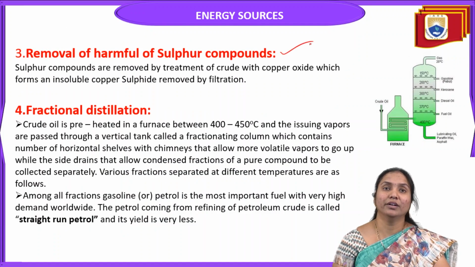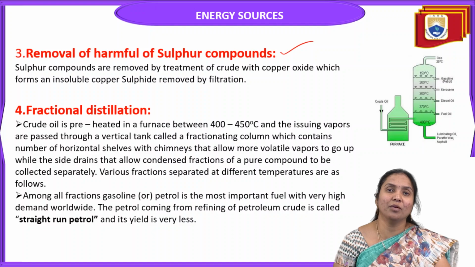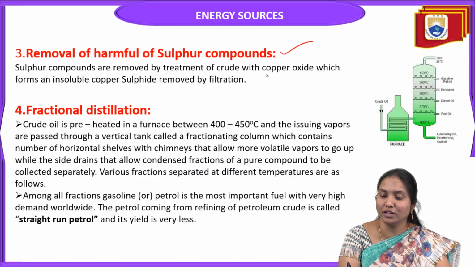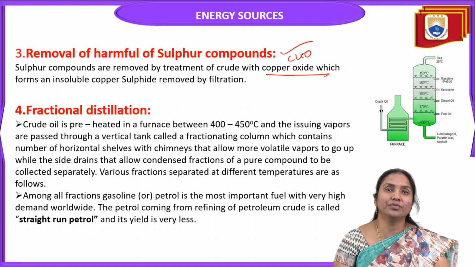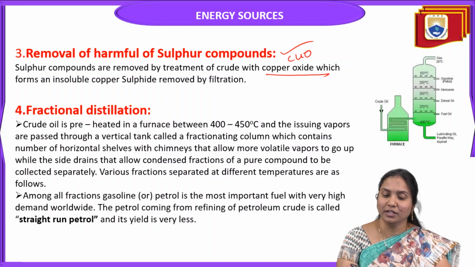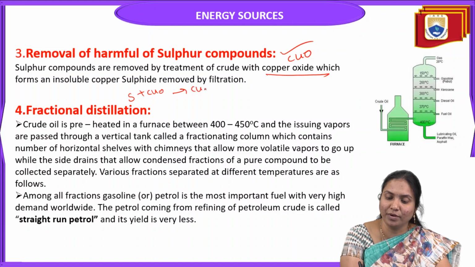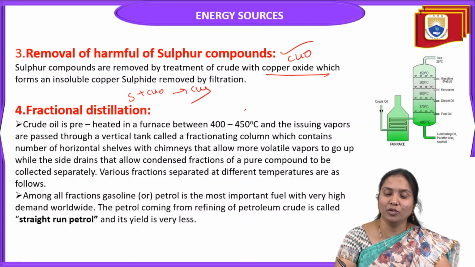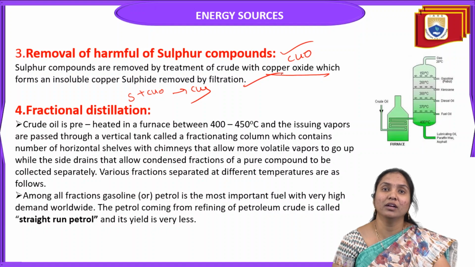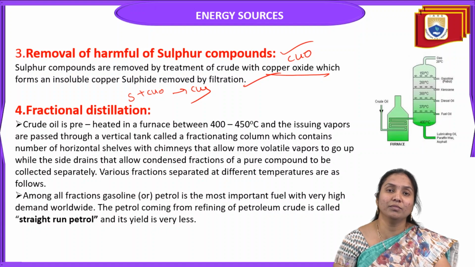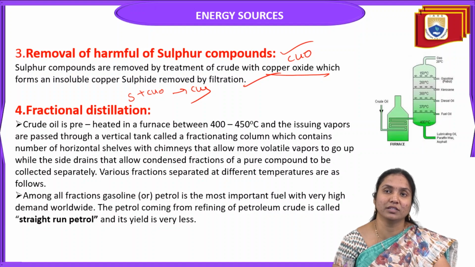And the third step is removal of harmful sulfur compounds. Sulfur compounds are removed by treating the crude with copper oxide, which forms insoluble copper sulfide. If sulfur is present in the crude oil, when we add copper oxide, it forms copper sulfide. Insoluble copper sulfide precipitates are formed, and these insoluble precipitates are removed by filtration.